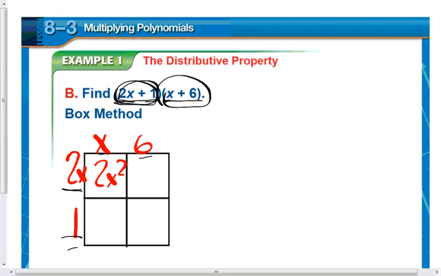So now, new parentheses, next side. We have x as our first term, and it's right on top. Then we have 6 as our second term, and that's right there. Perfect. Now we can continue the box method. Awesome.